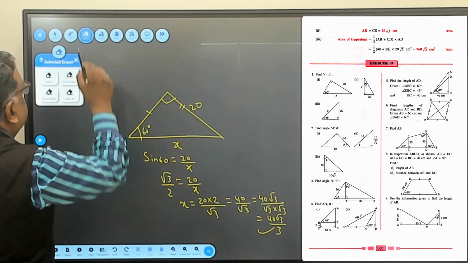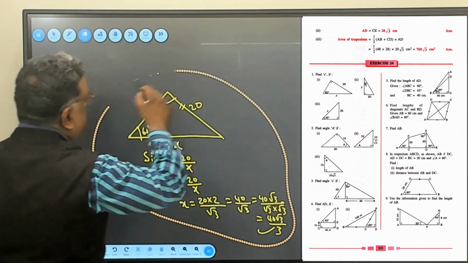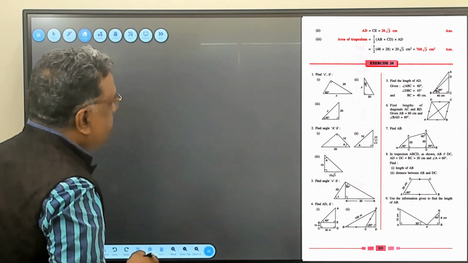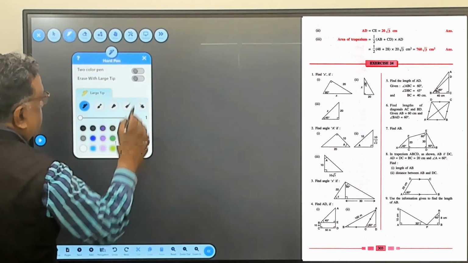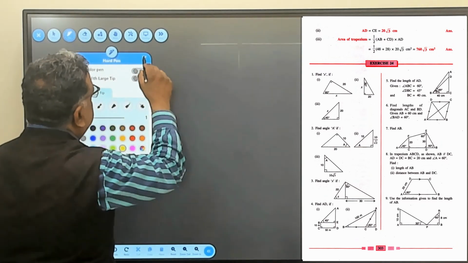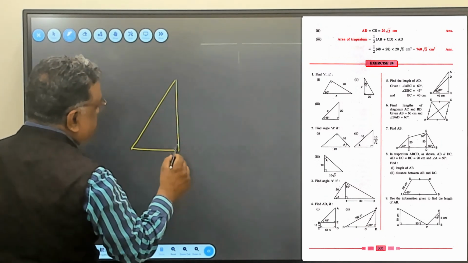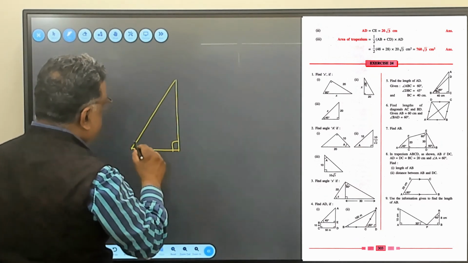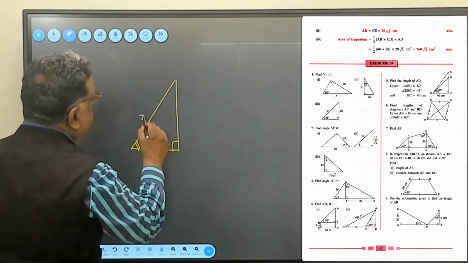Next. Similarly, let us try to do the third sum, which goes like this. I've been given a triangle like this. This is 90, this is 45 degrees, this is x and this is 20.